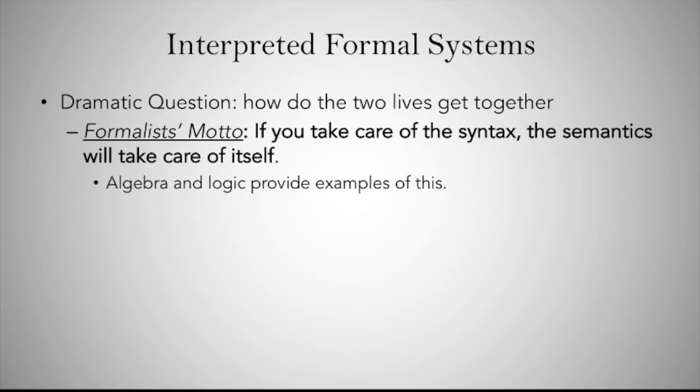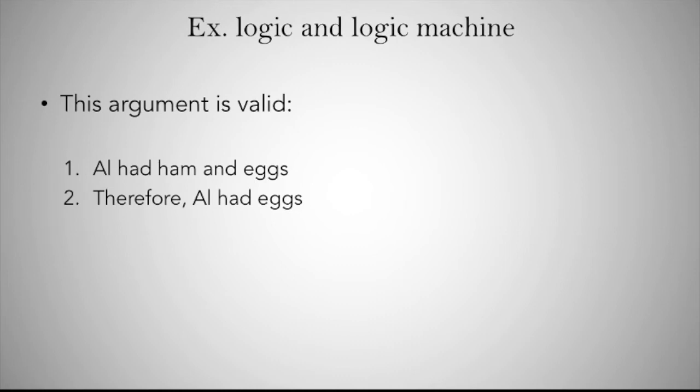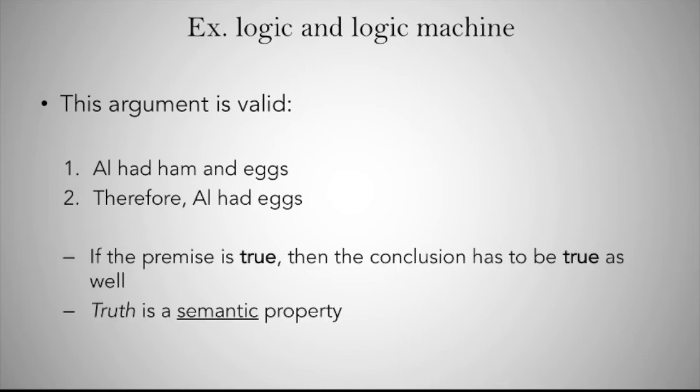Algebra and logic, for instance, provide examples of this. Let's take an example involving logic, an inferential machine. Take this argument, 1. The premise is that Al had ham and eggs. And the conclusion is that Al had eggs. Well, this argument is valid. It is impossible for 1 to be true and 2 to be false at the same time. So if the premise is true, then the conclusion has to be true as well. But then we have invoked the notion of truth, which is a semantic property. Thus, notions such as truth and validity are semantic properties.